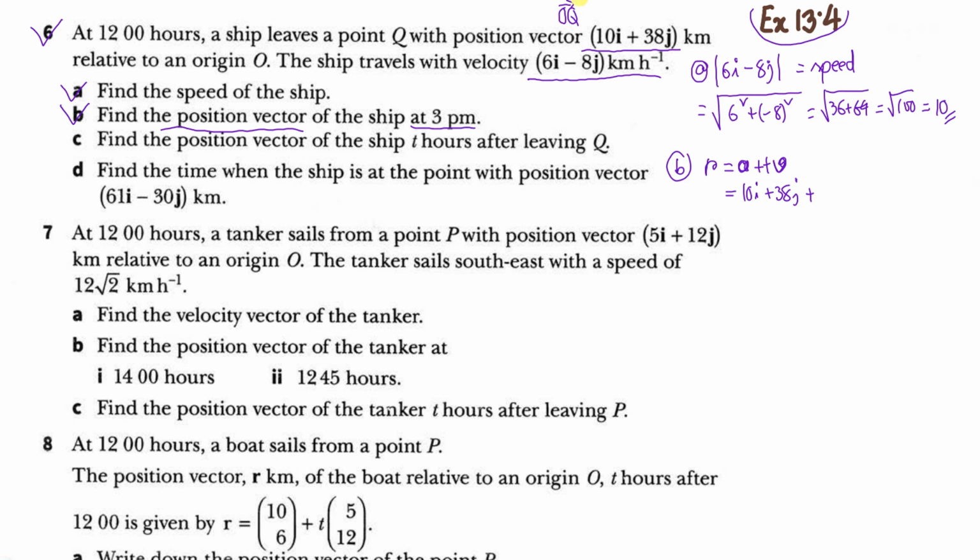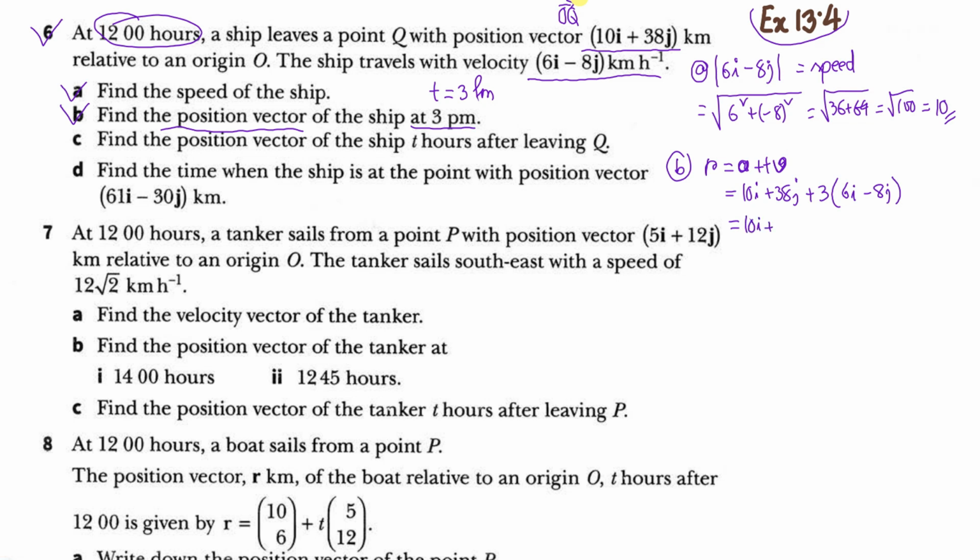what is the time actually? It started from 12 hours, then up till 3 p.m., actually t equals 3 hours, we can say. So we need to use here 3 instead of time, and its velocity vector is 6i minus 8j. We just need to add the values from there.